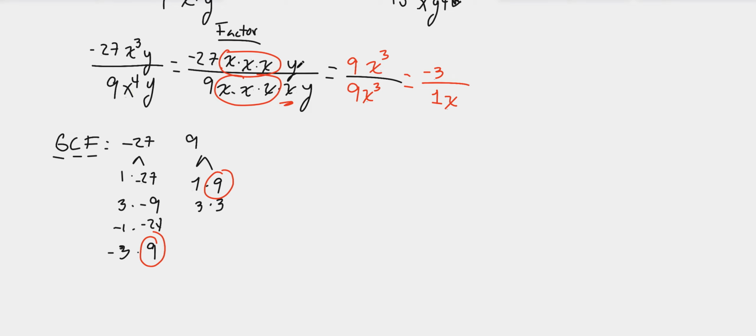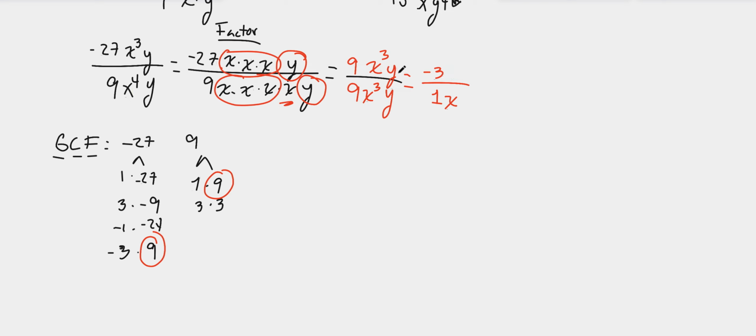How many y's can I factor out? How many y's do I have in common? Well, I have only one y, or y to the power of 1. I only have y to the power of 1 in common. So if I factor that y to the power of 1 from both the numerator and the denominator, what am I left with? How many y's am I left with on the numerator or the denominator?